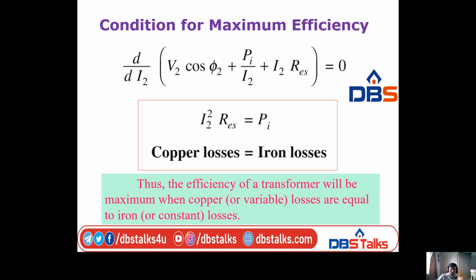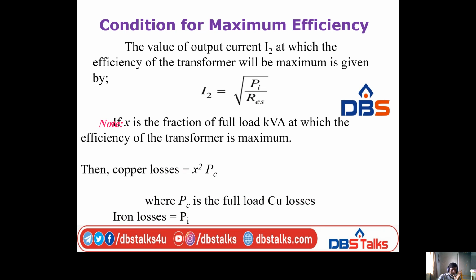So most important for 2 marks and competitive exams, whatever it may be: what is the condition for maximum efficiency? That is copper losses equal to iron losses, or variable losses equal to constant losses. Now the maximum efficiency is V2 I2 cos phi2 by V2 I2 cos phi2 plus Pi, and in place of copper losses, again put Pi. So V2 I2 cos phi2 by V2 I2 cos phi2 plus 2Pi is the maximum efficiency value of a given single phase transformer.